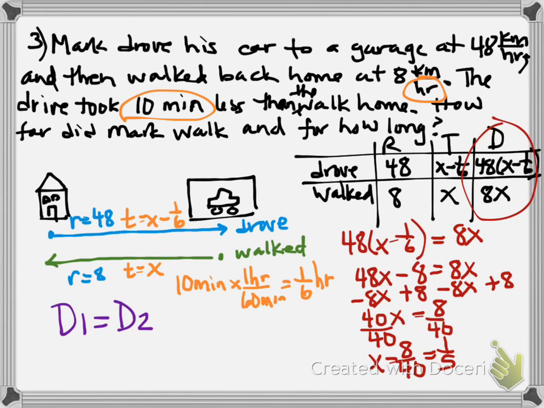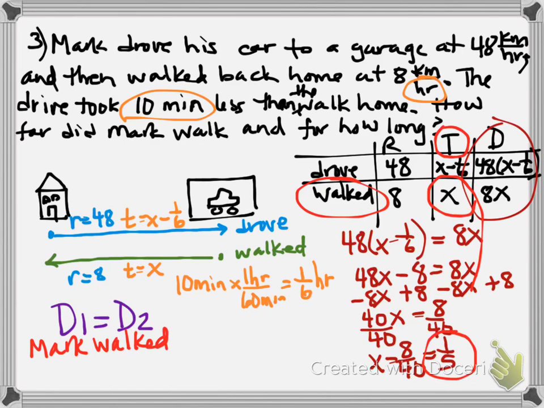So what I've just discovered is how long it took him to walk, which is precisely what the question asked me to figure out: how long would it take for him to walk. So this represents time to walk. So when I write my answer, I'd say how far did Mark walk and for how long? I got the how long real easily. Mark, not marked, walked for 1/5, and what would the label be?